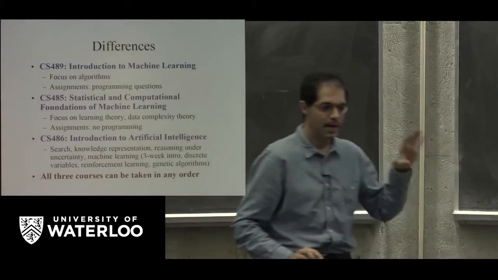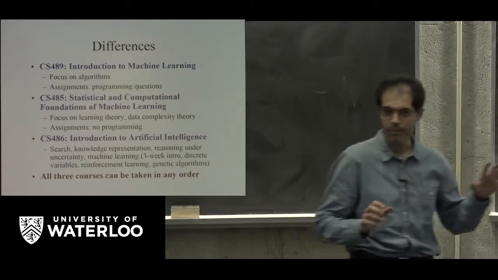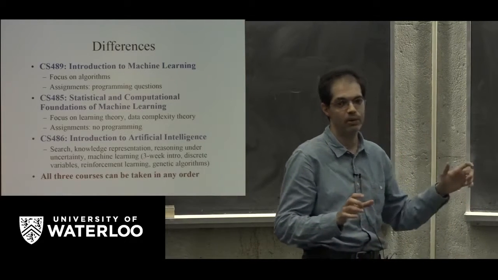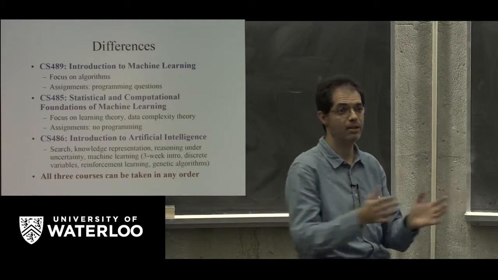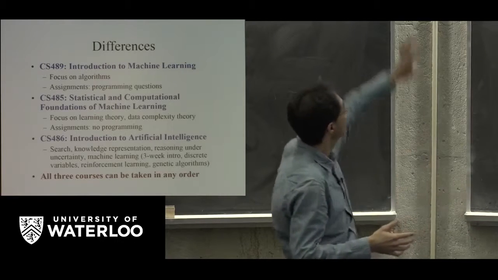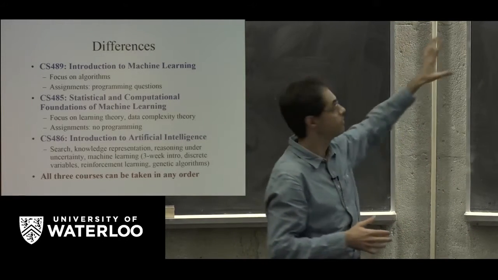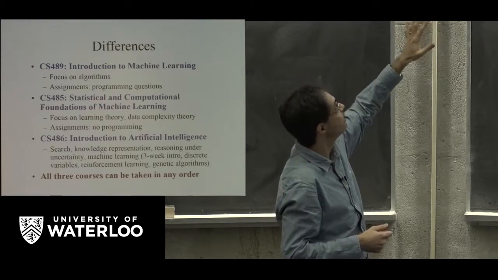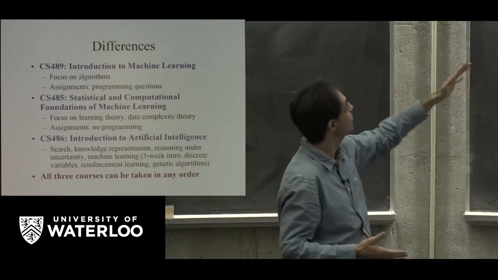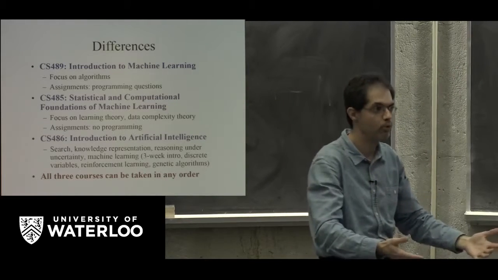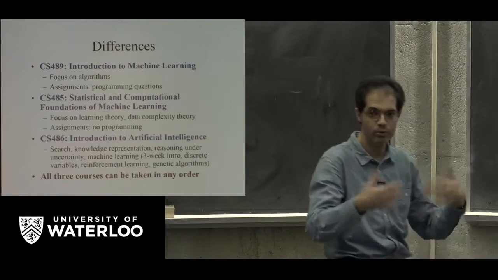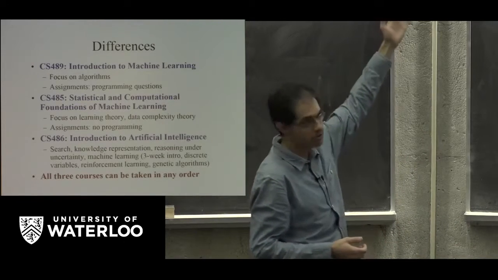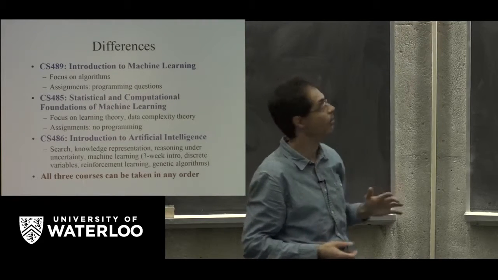Okay, so now, as Dan was explaining earlier, there are several courses. We've got 2 courses in machine learning. There's also an AI course, and perhaps some of you have questions about what's the difference between those courses. So here I try to highlight some of the main differences. CS49, the course I'll be teaching, is focused on algorithms. By the end of this course, you'll know how to program some algorithms or use some of the tools and so on. So it's a fairly applied course, and as a result, the assignments include programming questions.